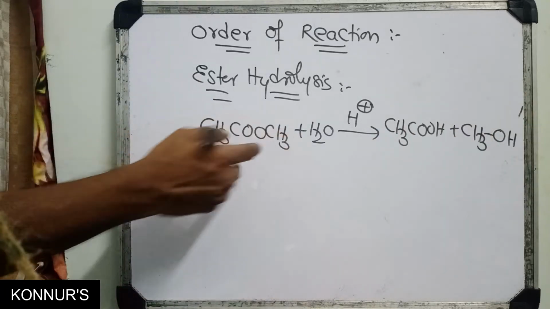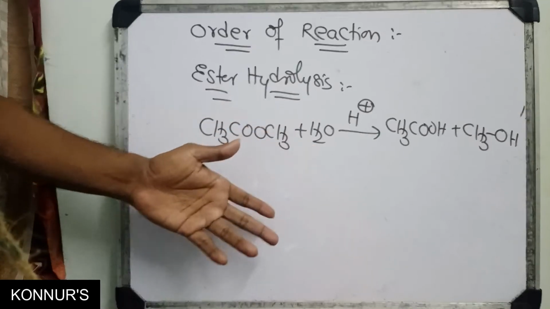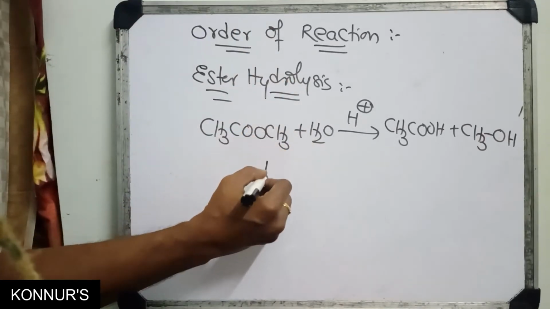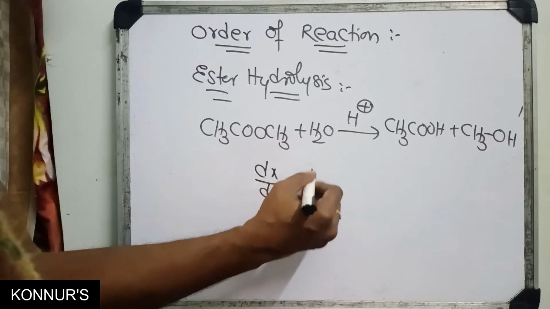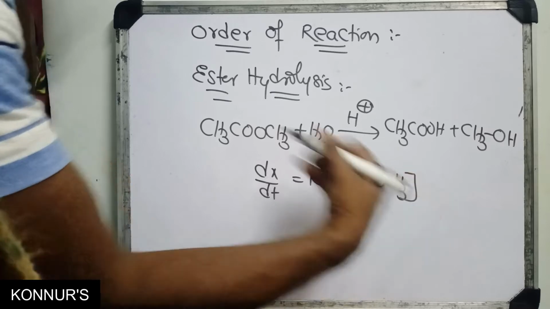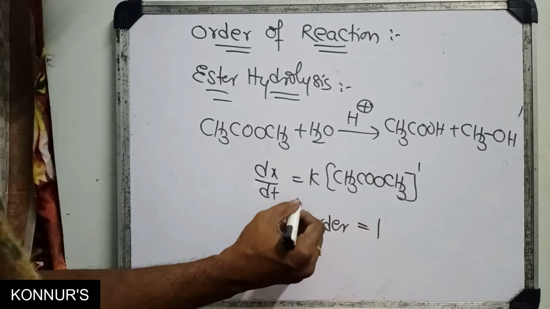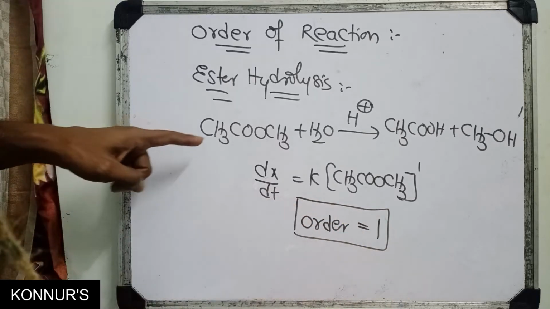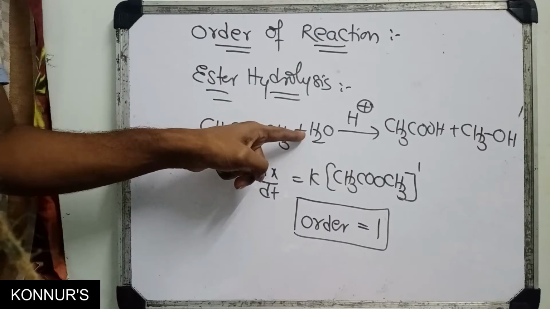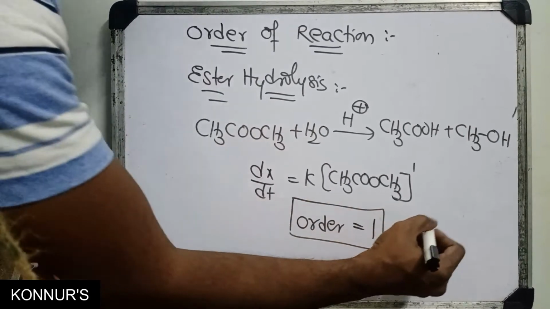Here, by seeing the reaction, this is 1, this is 1. So the order must be equal to 2 according to the coefficients of the balanced equation. But experimentally, we already saw dx by dt equals k into ester only, CH3COOCH3. That means that is 1. So the order of the reaction is equal to 1 only. The reactant molecules are 2, but the order is equal to 1. So by seeing the equation, you can't tell the order. It comes from experimental data only.